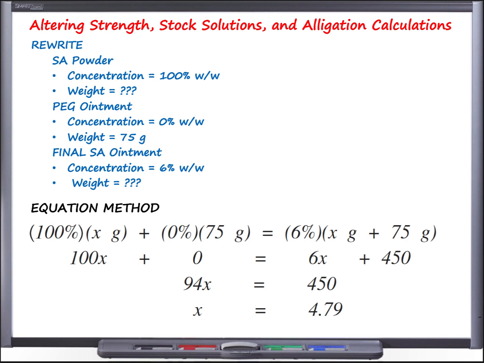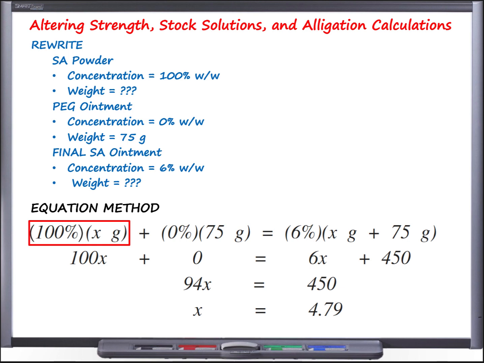So let's set it up here, and I'll step through it step by step. Starting on the far left, we have a concentration times the quantity of our salicylic acid. And we said that the concentration of our salicylic acid, since it's pure powder, is 100%. Its quantity, and this is where now I will refer to quantity by the term of weight or grams. We're not doing volume in this question. Our percents are all weight per weight. So our quantity is weight.